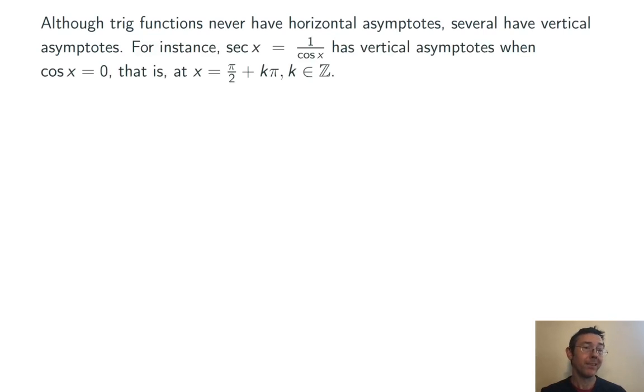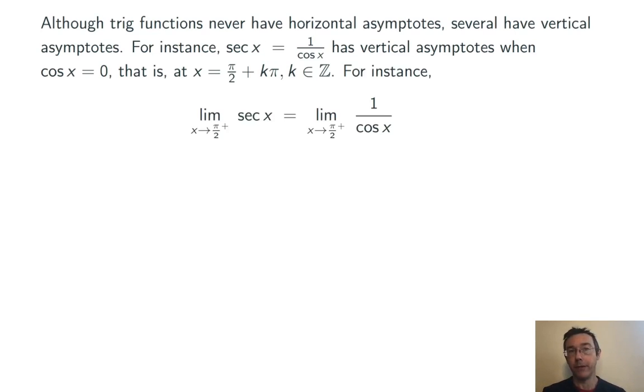For instance, secant of x is equal to 1 over cosine of x, and so it's going to have a vertical asymptote whenever cosine of x is equal to 0. At those values, the denominator will be 0 and the numerator will not be. That occurs when x is negative pi over 2, pi over 2, 3 pi over 2, and so on. We can do one-sided limits at values like this.